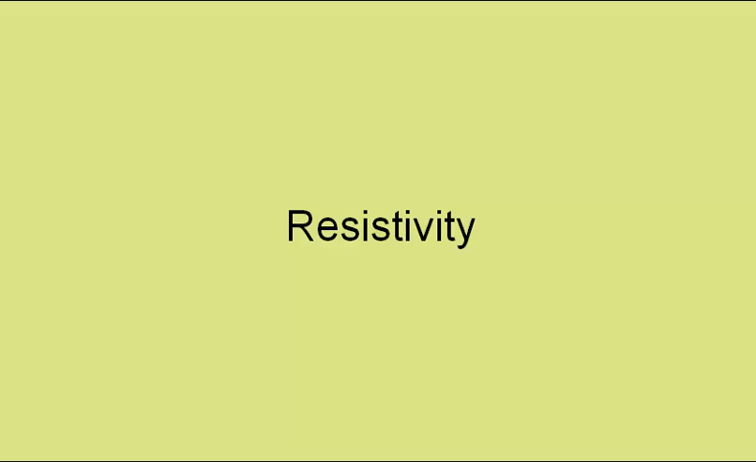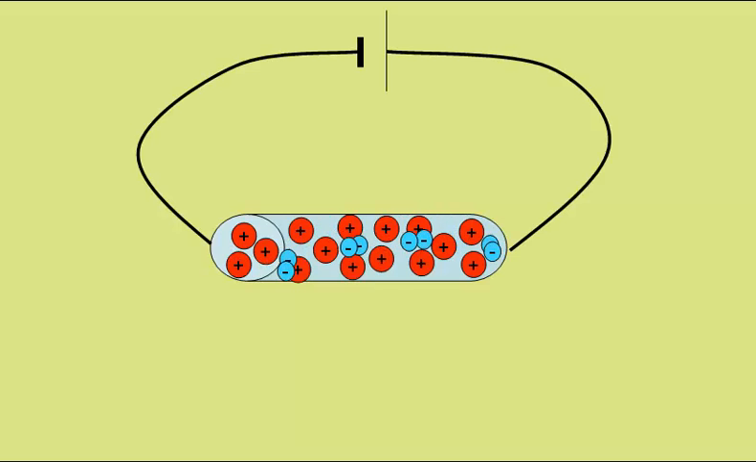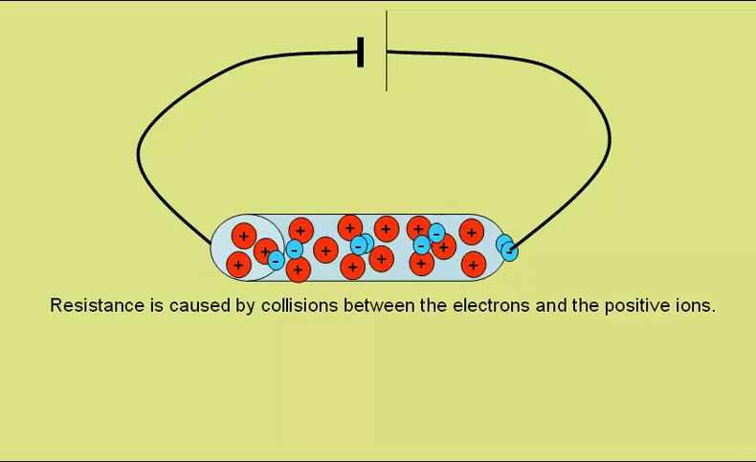Resistivity. Here we have a model of current passing through a wire. A small section of the wire has been enlarged, allowing us to see the electrons moving from the negative to the positive side. As they go, they collide with the positive ions. The resistance is caused by these collisions between the electrons and the positive ions.